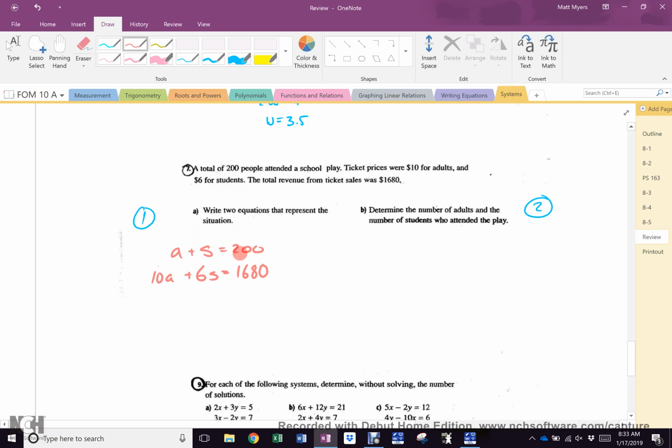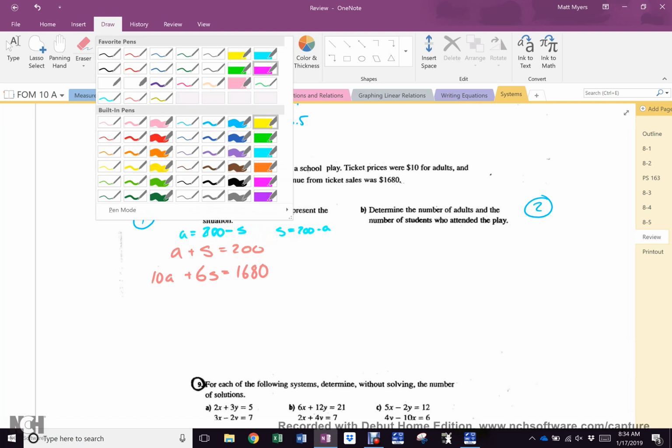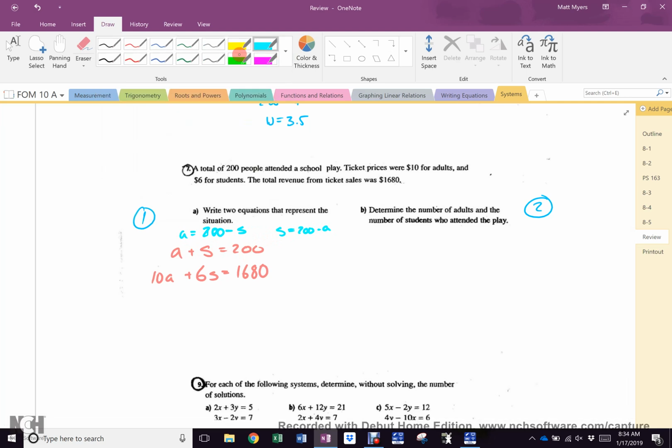That's your system. Now, some of you will have set this up. You might have said adult equals 200 minus student, or you might have student equals 200 minus adult. You might have any one of those 3. I imagine that if you set it up the easiest way possible, you probably have this one. That's my guess. Then, of course, we solve it.